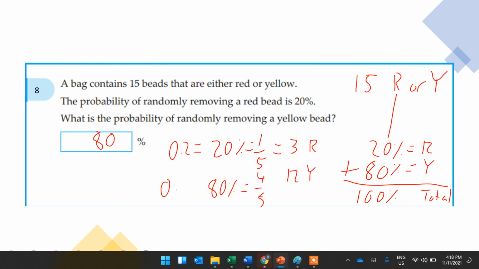And that's our 0.8. And obviously 1/5 plus 4/5 equals 5/5, 100%. 20% plus 80% is 100%. 0.2 plus 0.8 is 1.0, which is our 100%. And you add the 3 and the 12, and that's our 15 total beads, which it says at the top. So yeah, that's how you do those 8 questions.